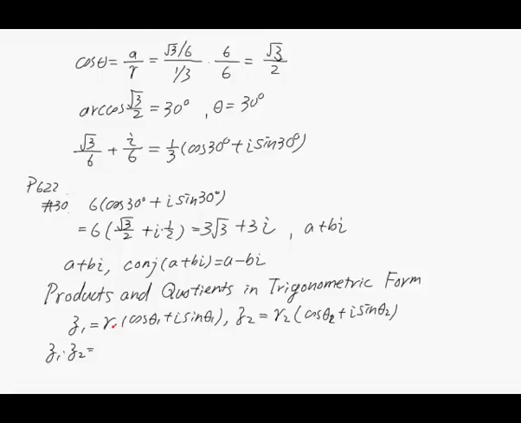equal to R1 times R2. Let's put these two moduli together. And then cosine theta 1 plus I times sine theta 1, then times cosine theta 2 plus I times sine theta 2. Now let's expand this product of these two expressions.